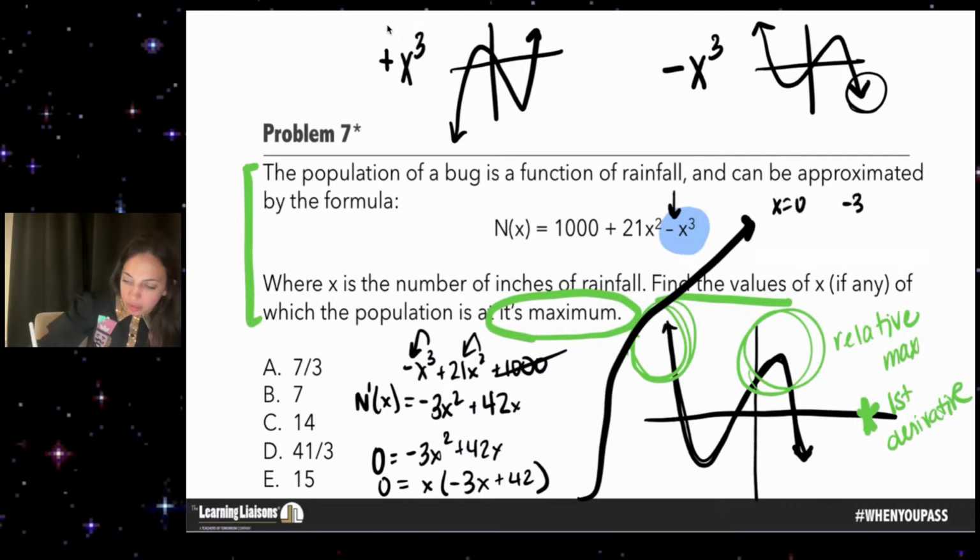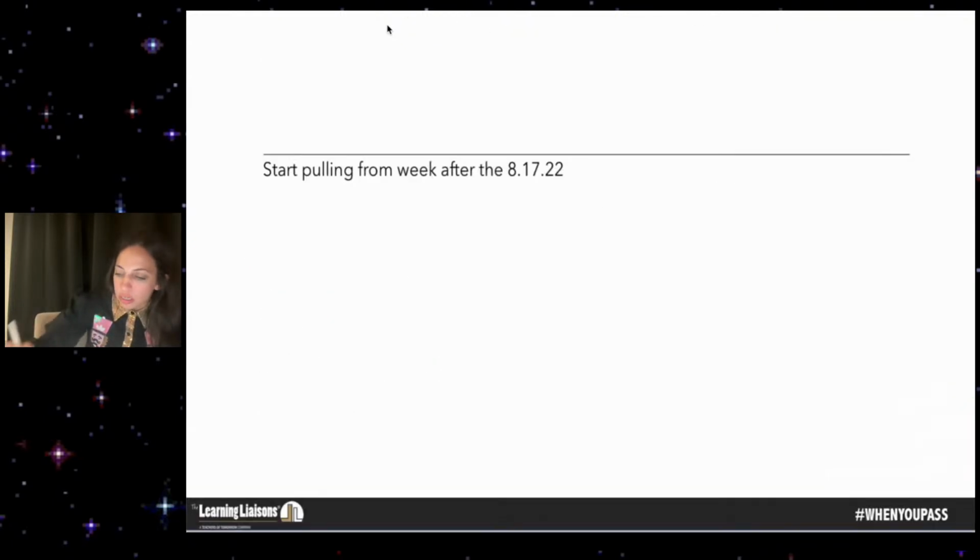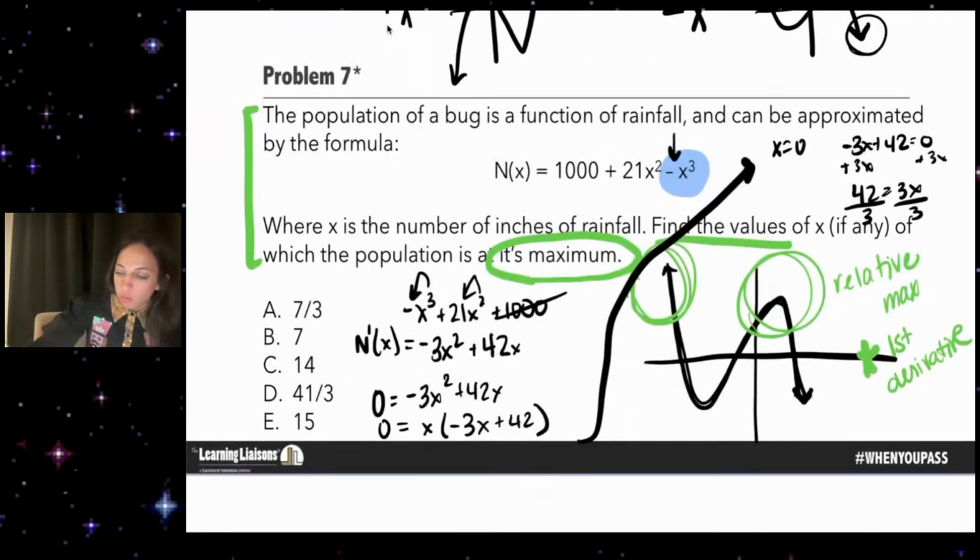And negative 3x plus 42 equals 0. Add 3x to both sides. 42 equals 3x. Divide both sides by 3. Honestly, and x equals 14. Whoa, wow. What is my iPad doing?